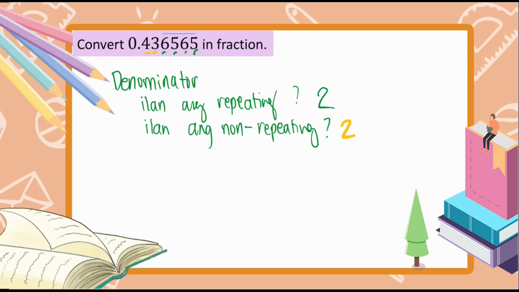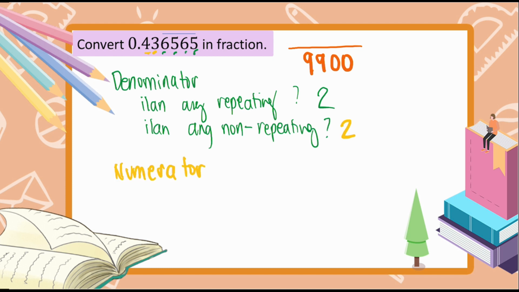So, how are we going to write the denominator? So, since we have a 2 repeating digits, so we are going to use dalawang 9. Okay? For repeating. And for non-repeating, since meron tayong dalawang non-repeating, we are going to use 2 zeros. Okay? Next, let's go to the numerator.